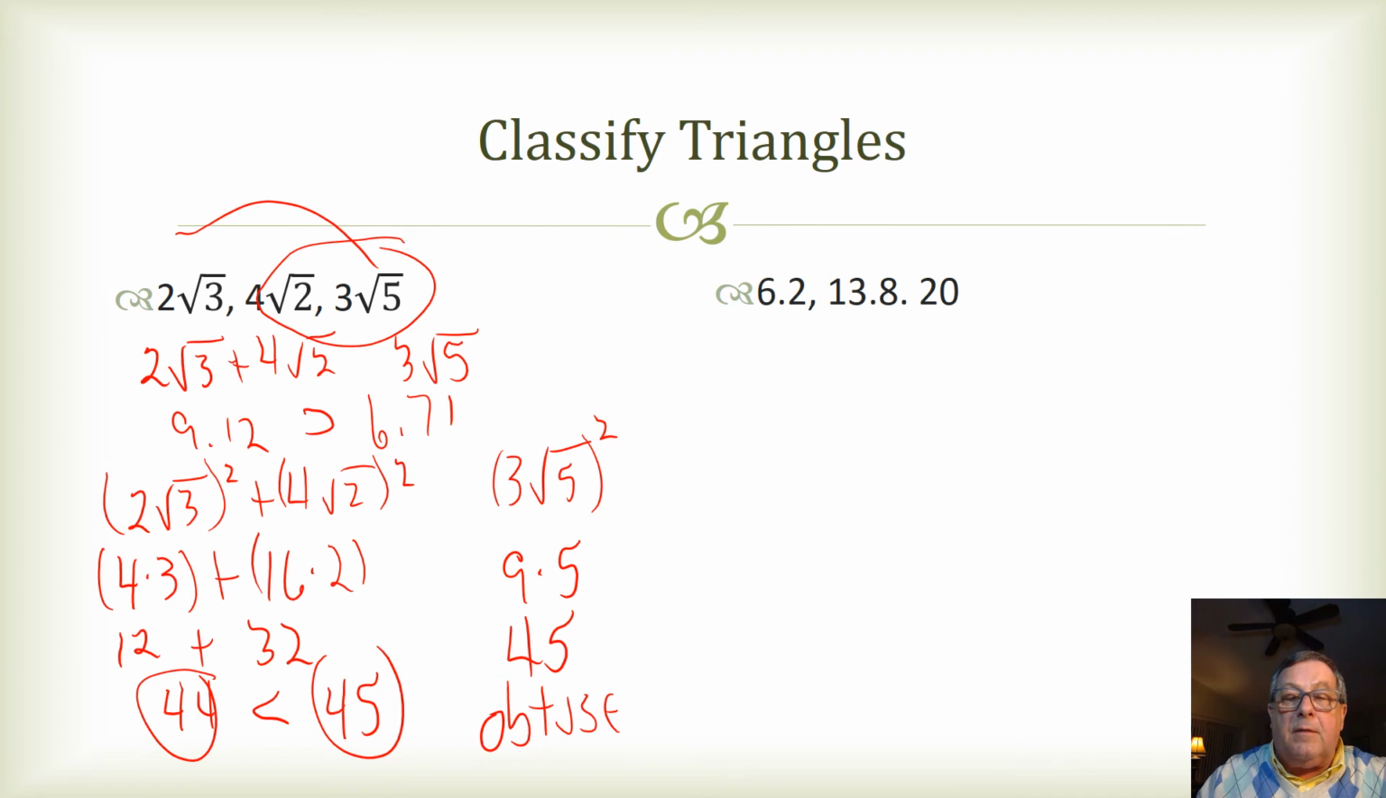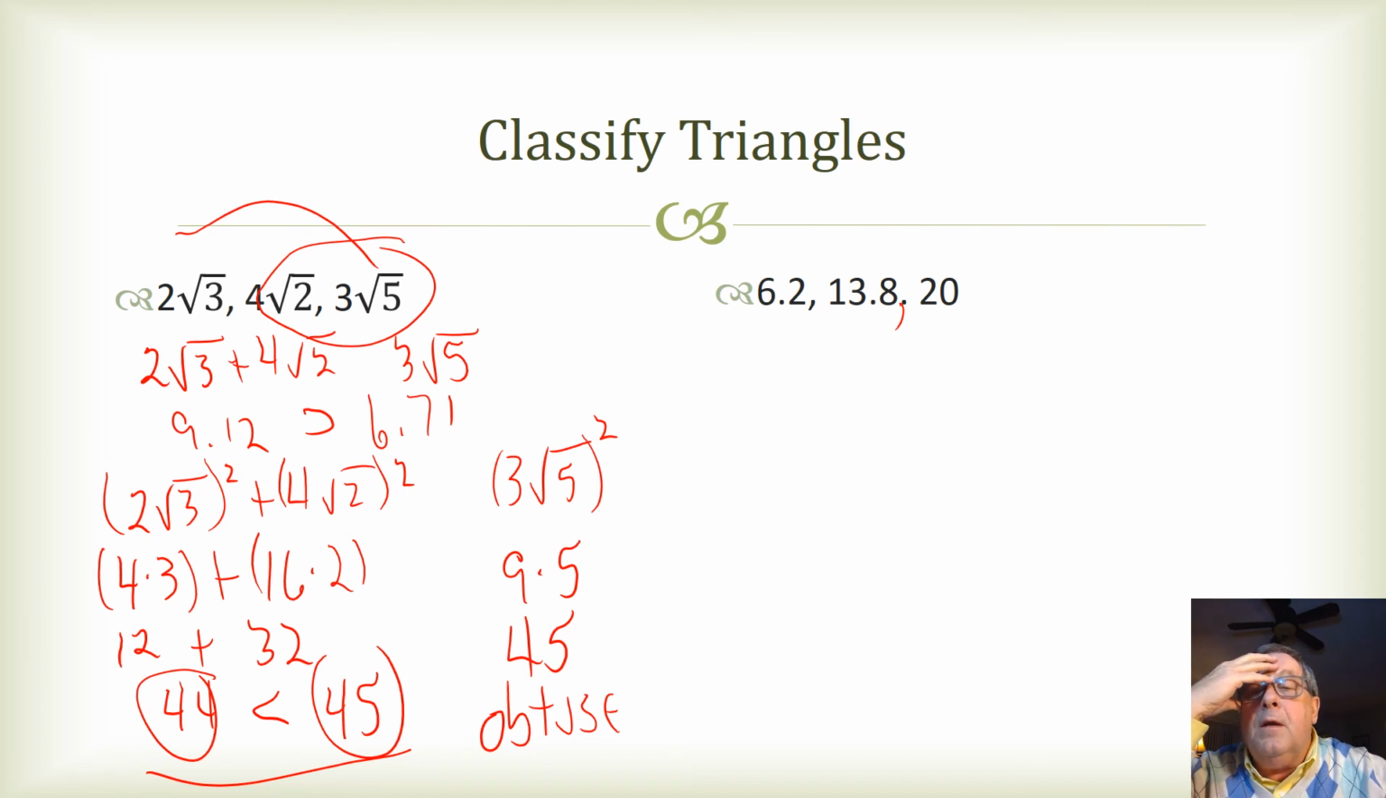So anytime c squared is greater than a squared plus b squared, which is what we see here, then it's an obtuse triangle. Okay, so let's see here. Well, now we've got 6.2 and 13.8 and 20. That should be a comma right there, by the way.